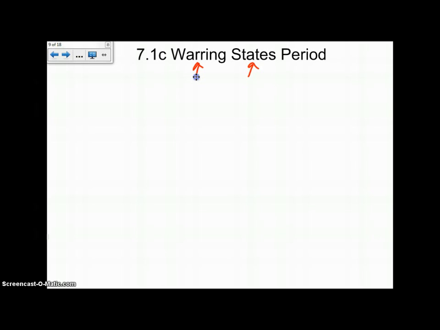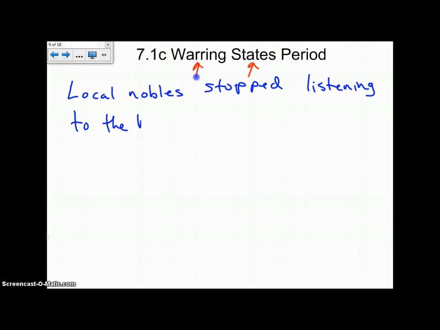Well, like local people stopped obeying the... Yeah. The nobles, or the local nobles, they stopped listening to the rulers. Specifically the kings. Okay, and then they set up their own states. This is not good. Okay, this would be kind of like everybody in this country deciding they didn't want to listen to the government anymore and set up our own independent states.